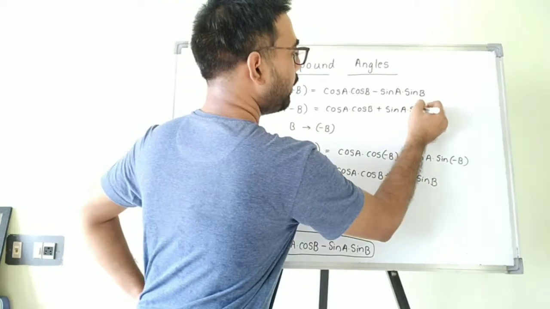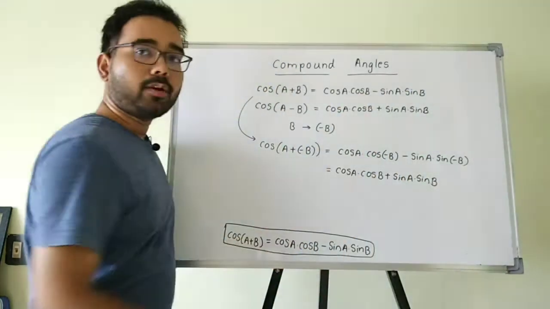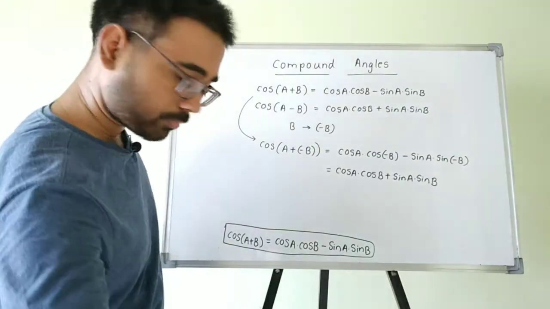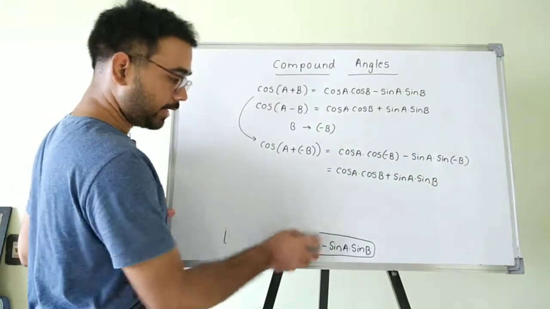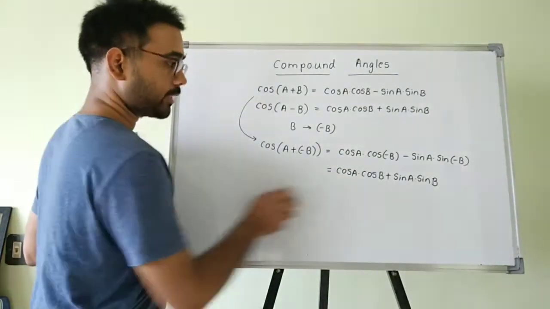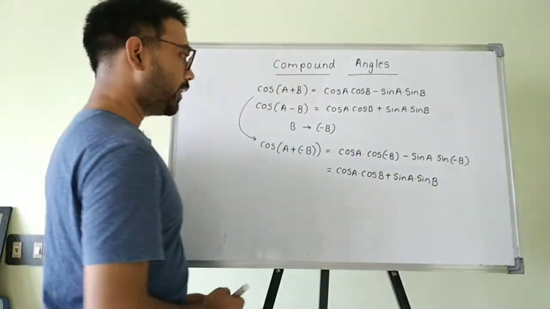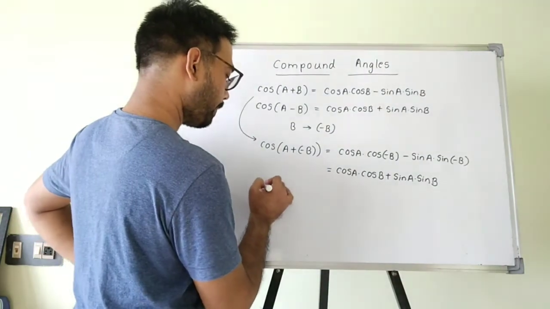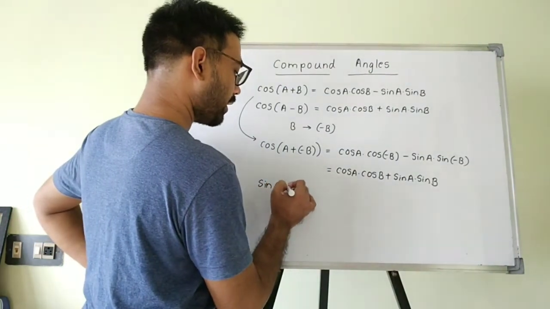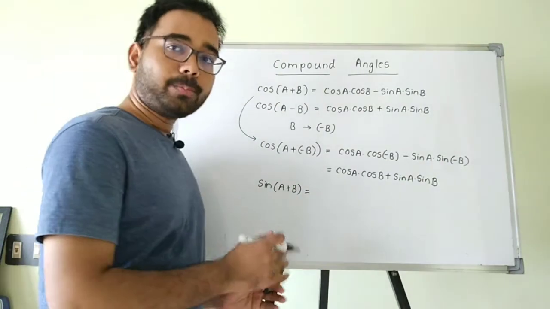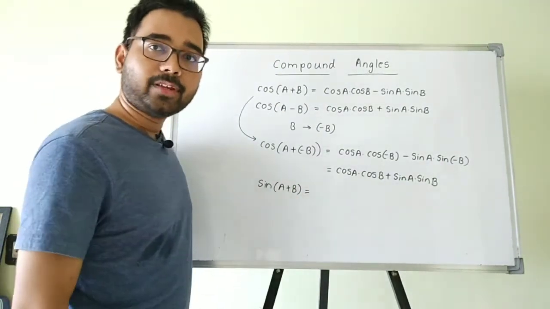So similarly we can actually prove sin of A plus B and sin of A minus B as well easily. So how do we do that? I'll just tell you how to do this. So this is the second one, right? So the third one is sin of A plus B. I'll just tell you the procedure to do it. I'll leave it for you as homework.